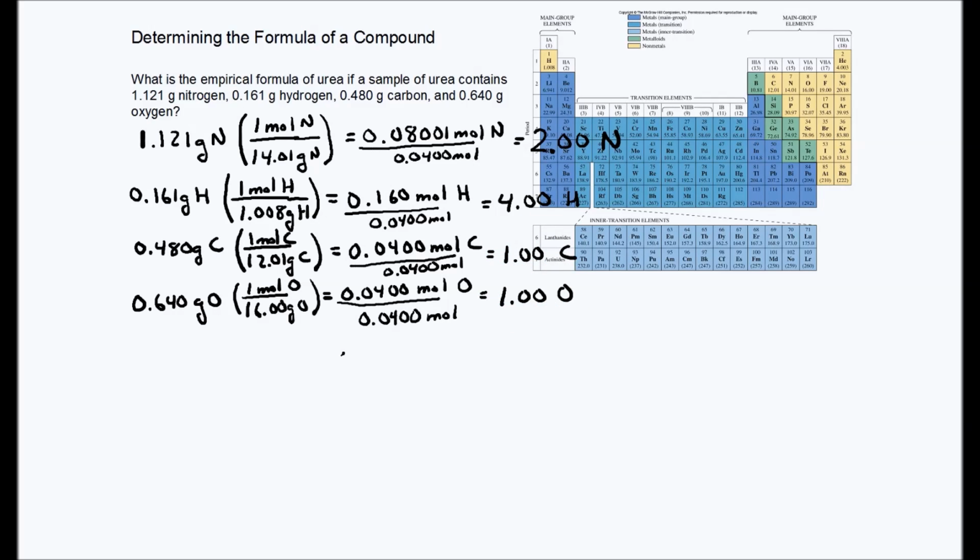Now, there are a variety of ways one would write this. You could put them in the order they give them to you here, nitrogen, hydrogen, then carbon, then oxygen. But traditionally, the first element we typically write down in a compound is carbon. So I have 1 carbon. Then the next one is hydrogen. I have 4 hydrogens. The next one could be oxygen or nitrogen. I'm going to do nitrogen next, so N2O.